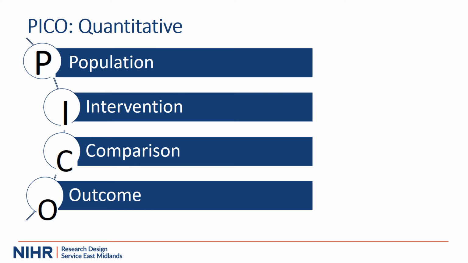When writing a research question, I always find it useful to think of the acronym PICO. And here we have PICO for quantitative research questions. So the P stands for the population. Who are the individuals that you're carrying out this research question in? The I stands for intervention, or at least it does in clinical trials. In observational studies, this is replaced with exposure. Then C stands for comparison. What are you comparing the intervention or the exposure to? And then finally, O stands for outcome. What is the outcome that you're interested in?